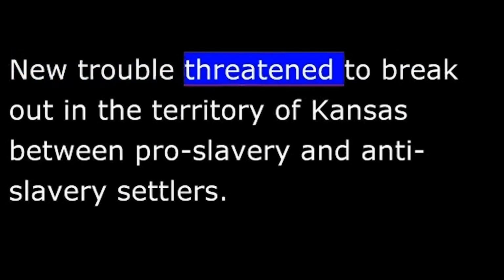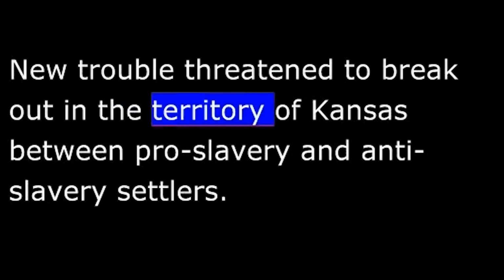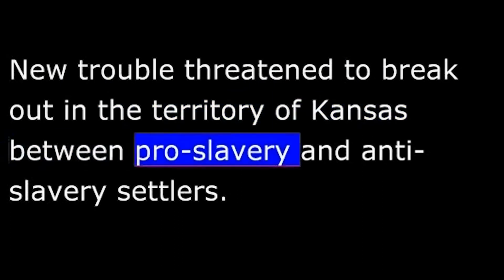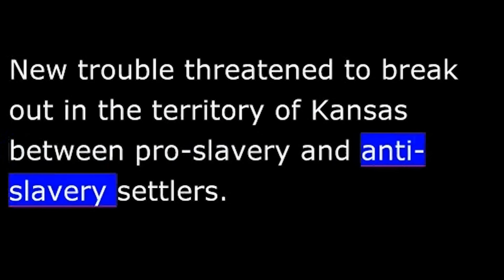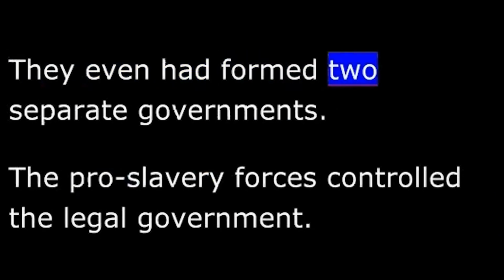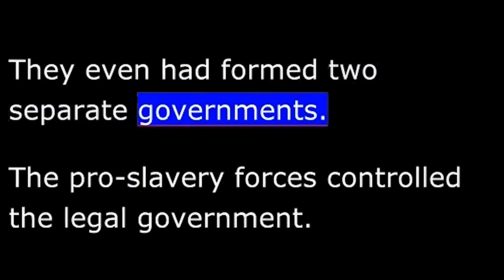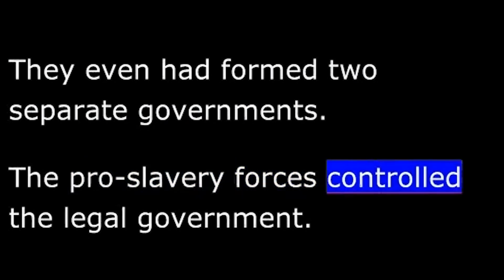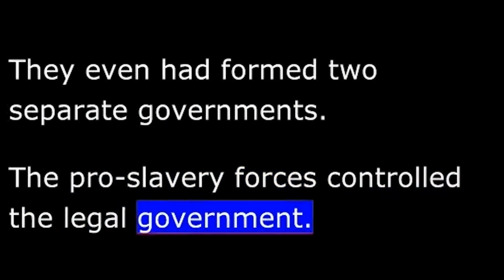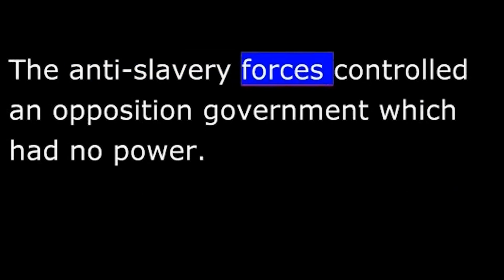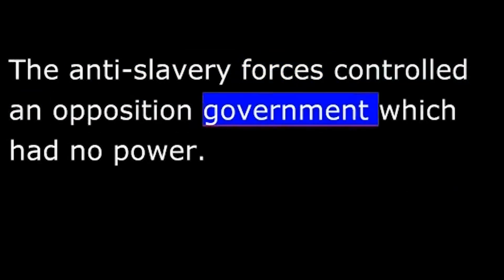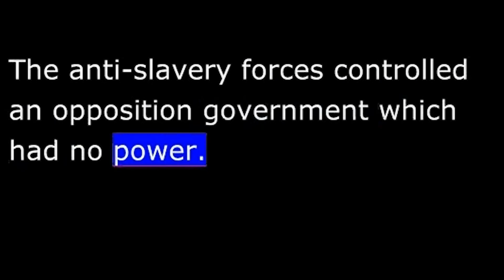New trouble threatened to break out in the territory of Kansas between pro-slavery and anti-slavery settlers. In the past few years, the two sides had argued and fought over their opinions. They even had formed two separate governments. The pro-slavery forces controlled the legal government. The anti-slavery forces controlled an opposition government which had no power.